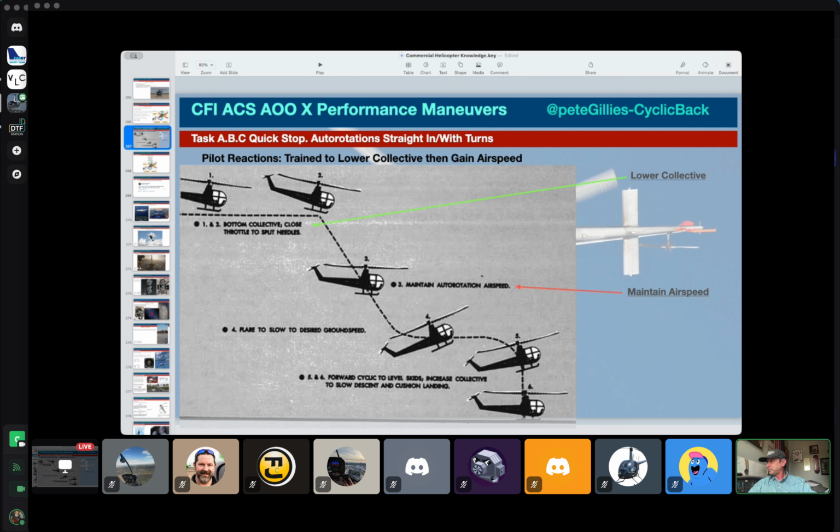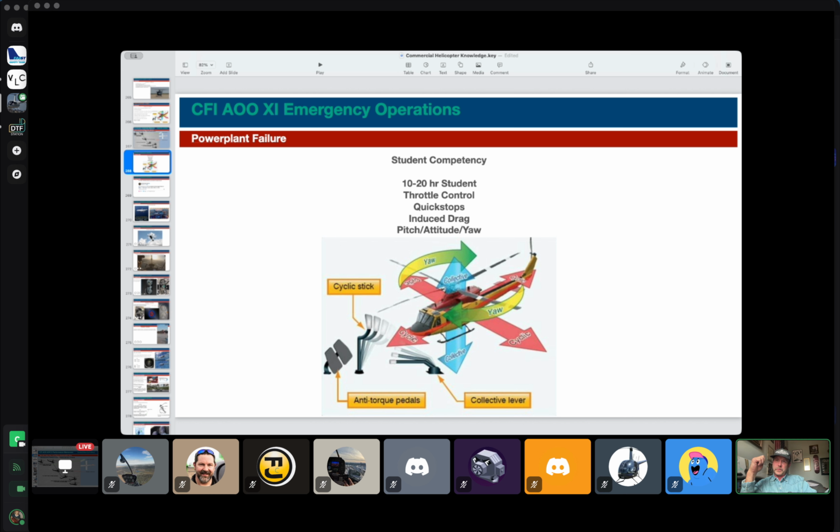So this experience is simulating a student whose competency level's around 10 to 20 hours. They understand throttle control. They understand all of the controls of the helicopter. They understand what the collective does and the cyclic and how to control yaw. We have done governor off training, pickups, set downs, rolling, using the correlator, getting basic understanding of how to manipulate the throttle. I think that is an important skill to learn sooner than later.